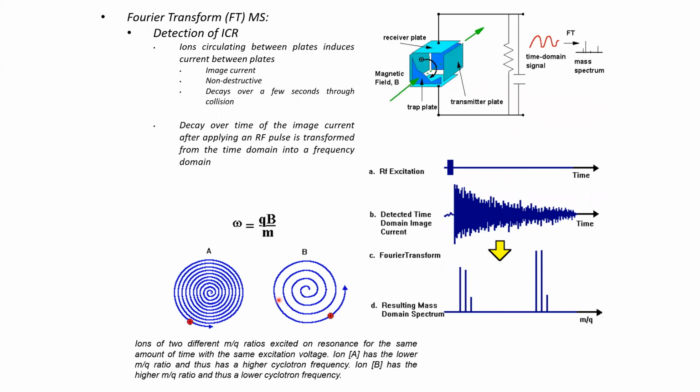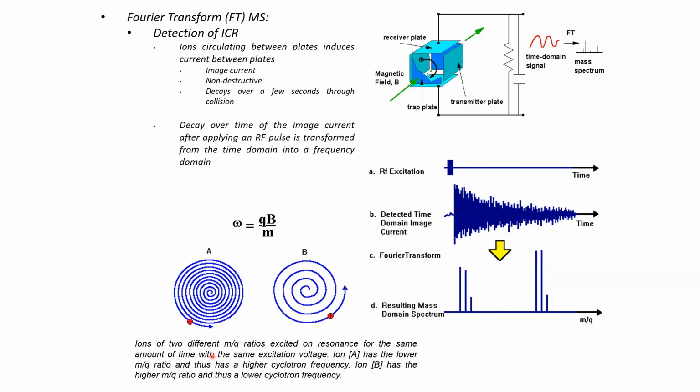So detection of ICR: ions circulating between plates induce a current between the plates. So we've got an image current, it's non-destructive, and it decays over a few seconds through collision. The decay over time of the image current after applying an RF pulse is transformed from the time domain into a frequency domain, given here. And so we can see at the bottom, this is how it goes. We've got radio frequency excitation, we've got the detected time domain image, then we Fourier transform it into a mass domain spectrum of all the different fragments.